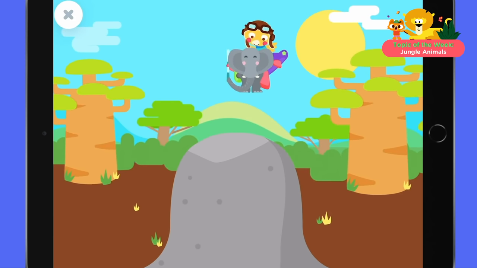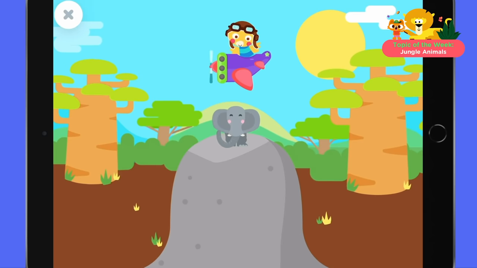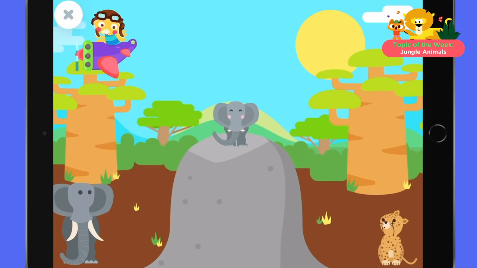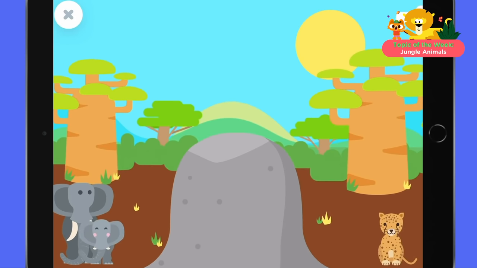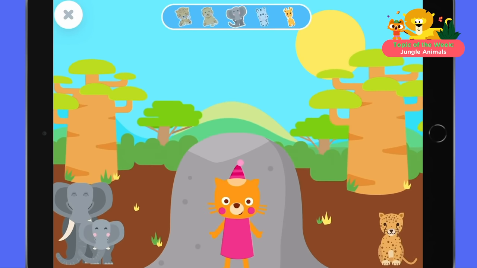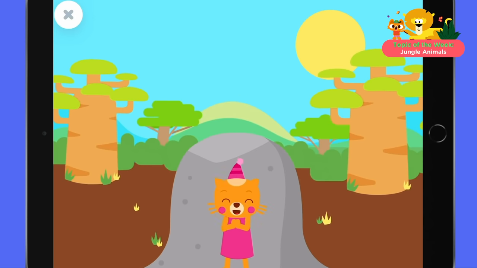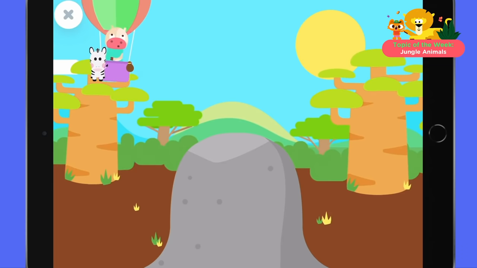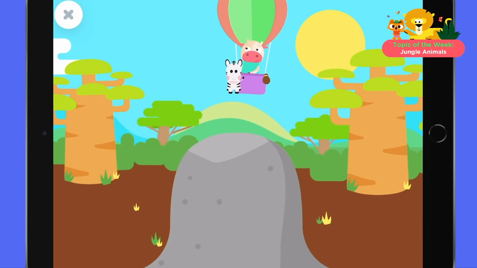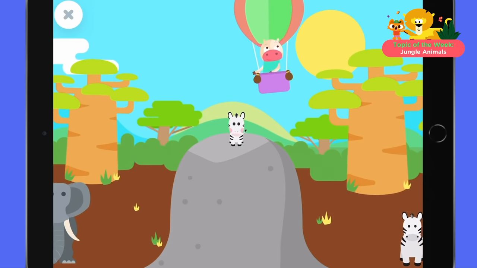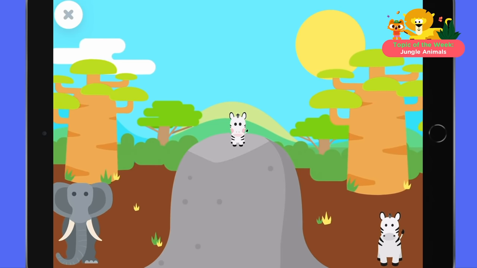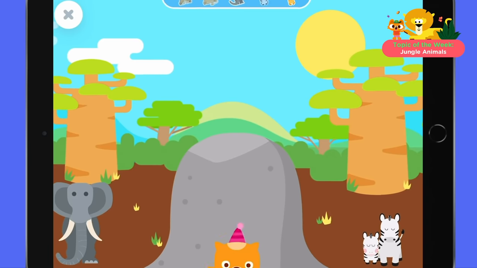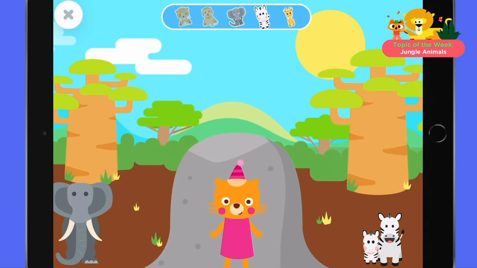Look, that baby is lost. Let's return it to its daddy, an elephant. Well done! They are so happy now! Look! That baby is lost! Let's return it to its daddy! It's a zebra! Thank you! They are so happy now!